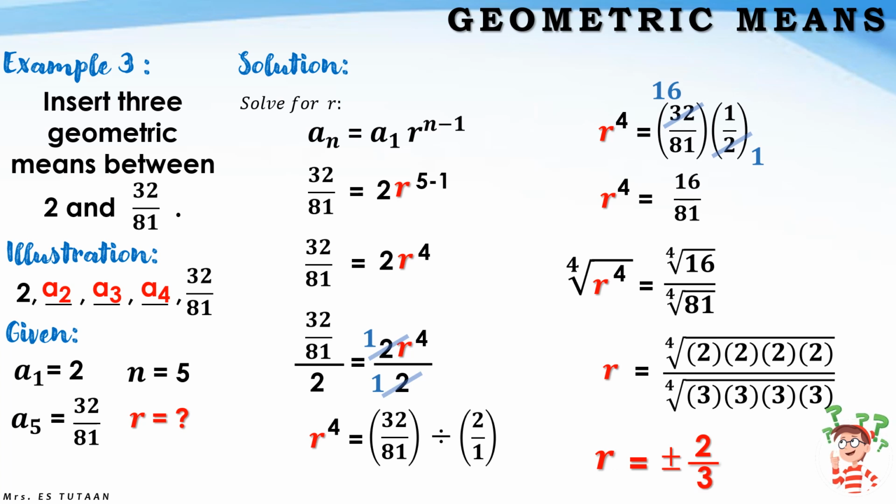So, ma'am, bakit may positive negative 2/3? Remember, kapag even ang ating index, there will be 2 possible answers, 2 signs of the roots. We have positive and negative. So, sa dulo ko na siya nilagay para hindi na nakakalito doon sa ating solution. And for the next step, alam na natin.